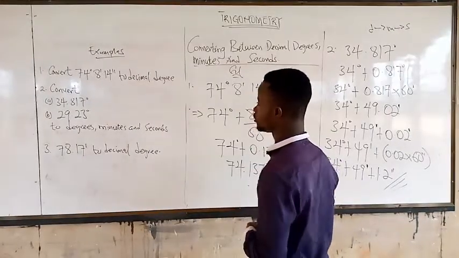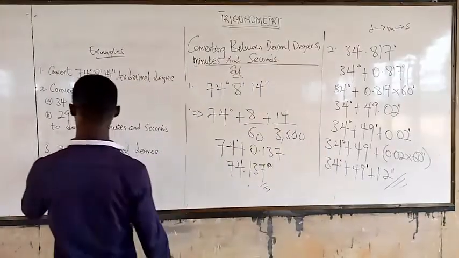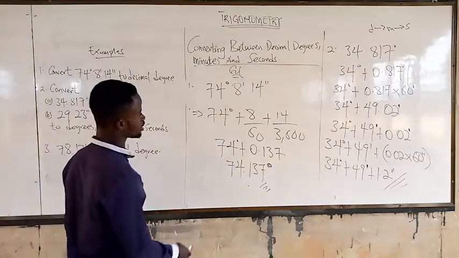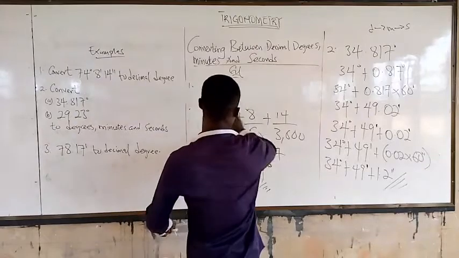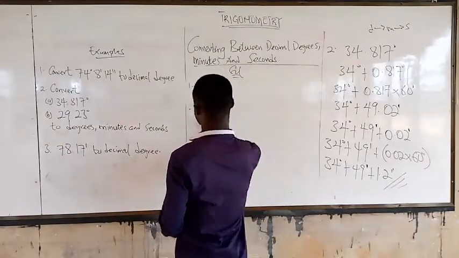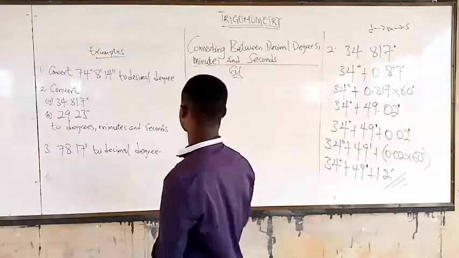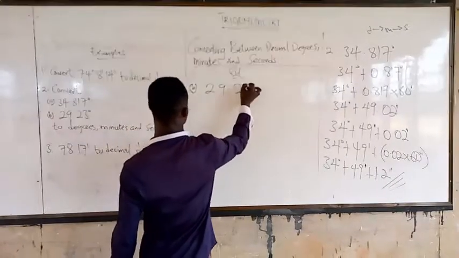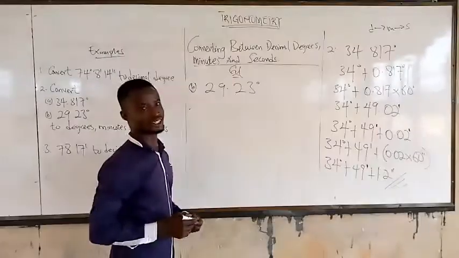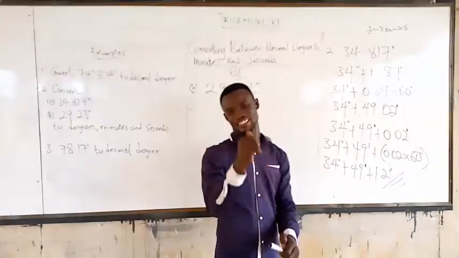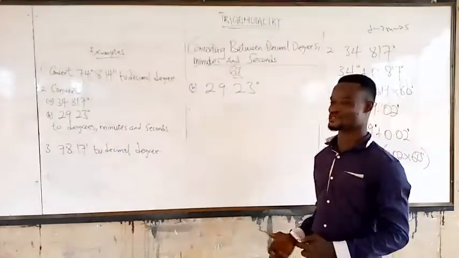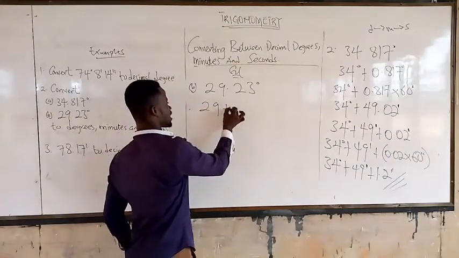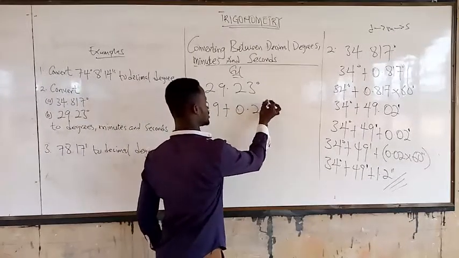B. And that one to degree, minute, and what? Second. To degree, minute, and second. I trust your 78.23 degrees. Because you can't be watching this explanation and be waiting for the solution to this one. I trust you. Now this is the same as 29 plus 0.23 degrees.